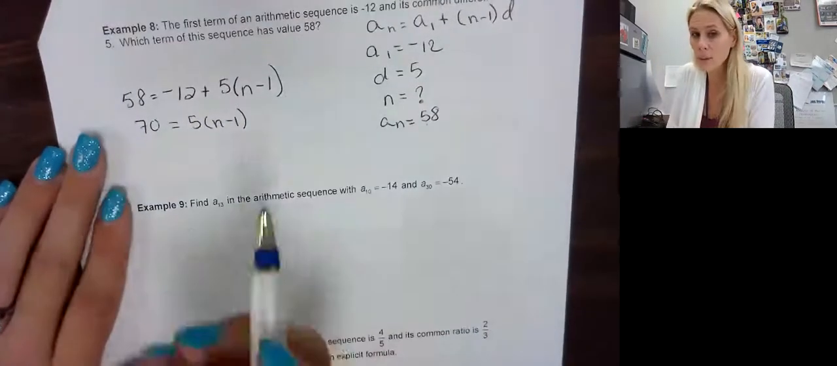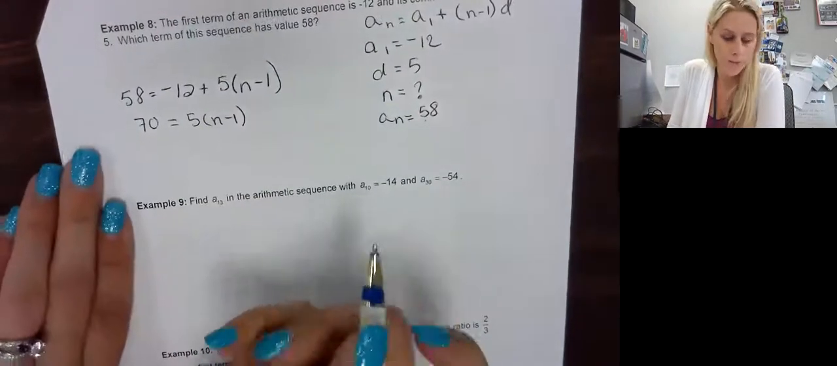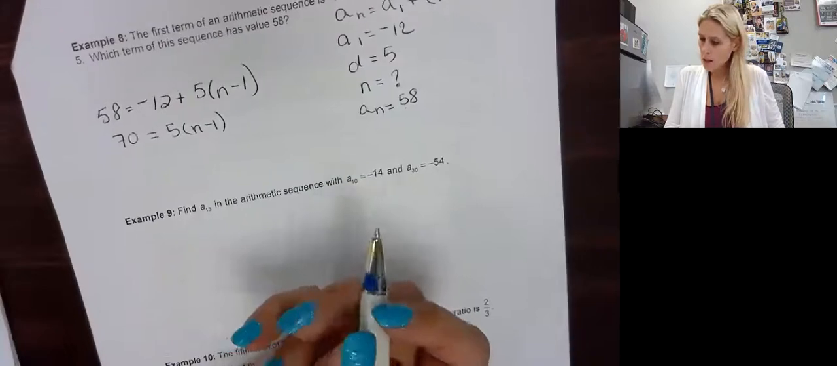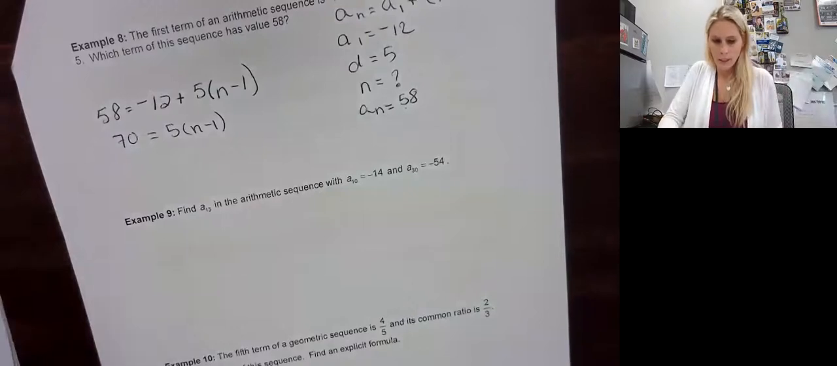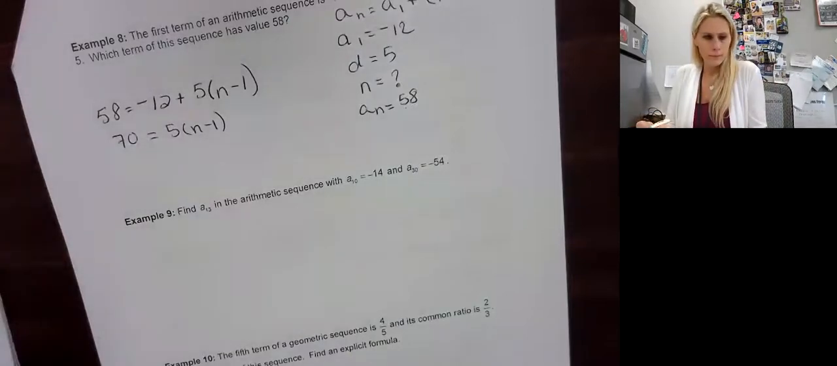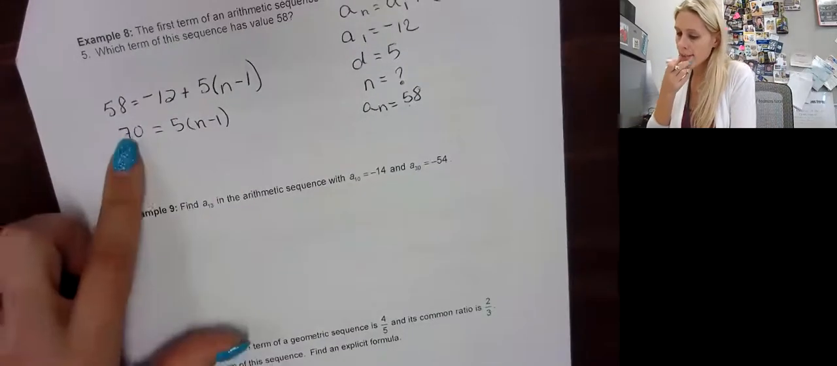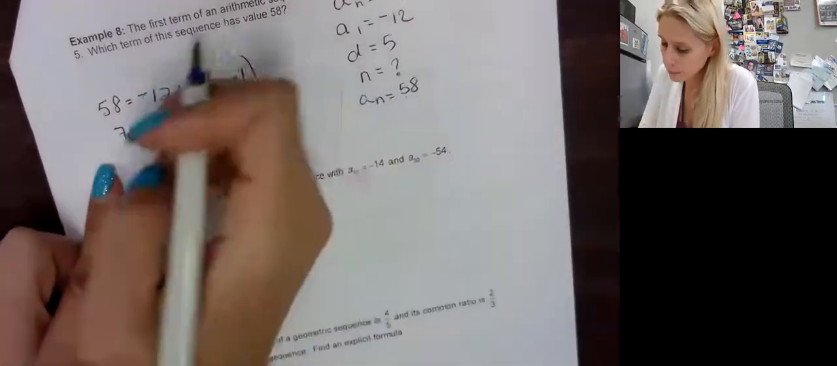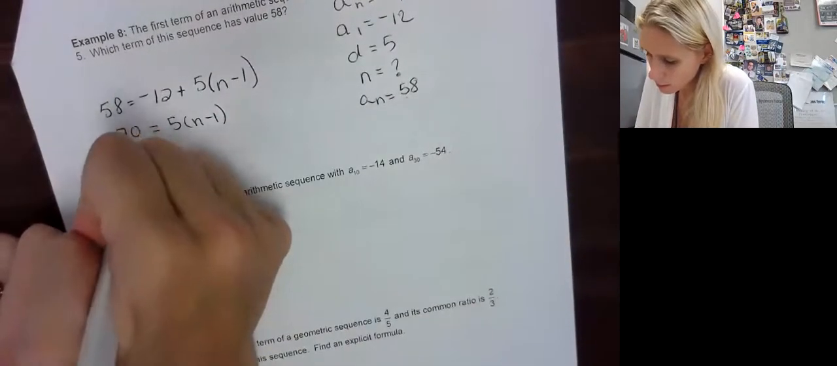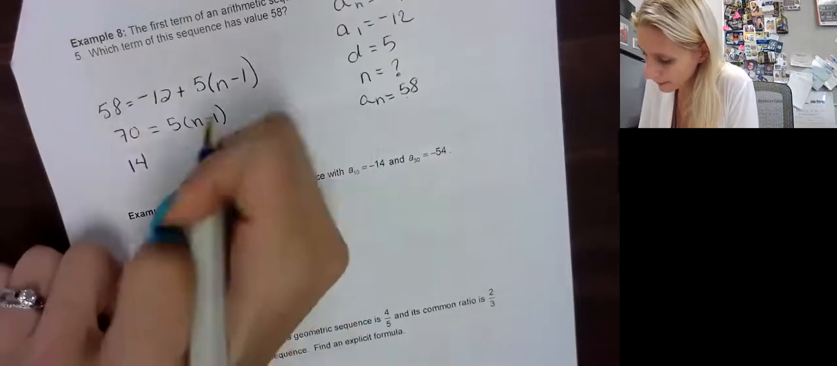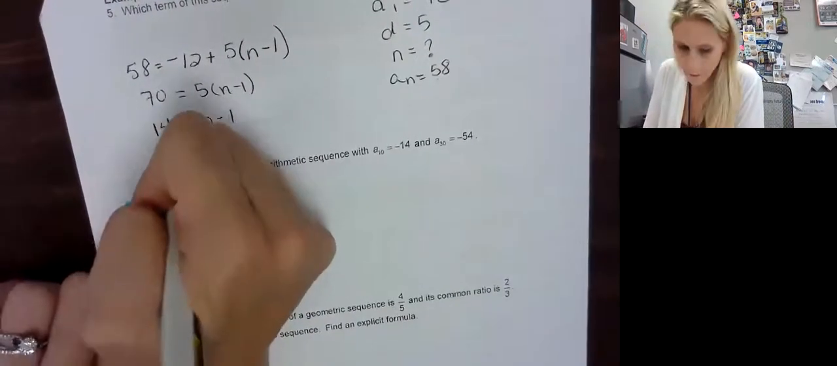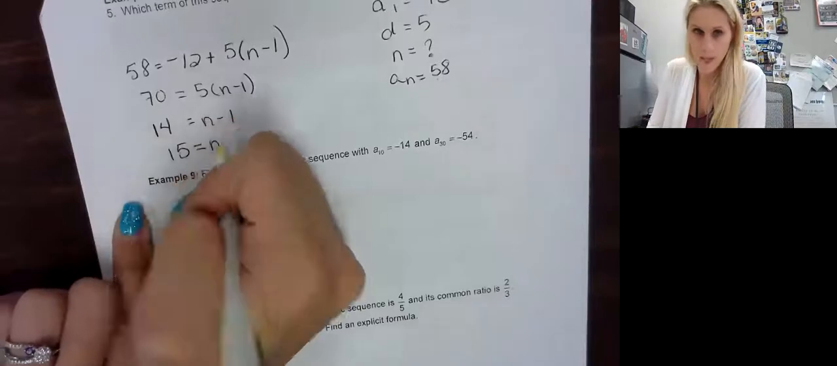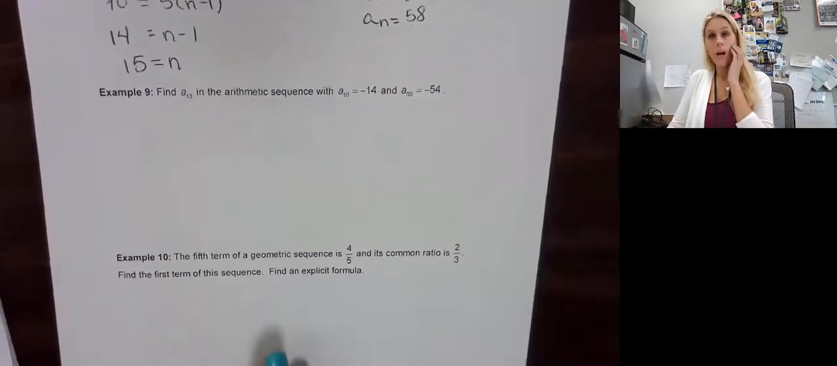I do not have to distribute, because right there, how do you get rid of a multiplying 5? We can divide it. So 70 divided by 5 is 12? No. 14? That was n minus 1. Add 1 to both sides, we get n is 15. So it's the 15th term. There we go. All right, next question.